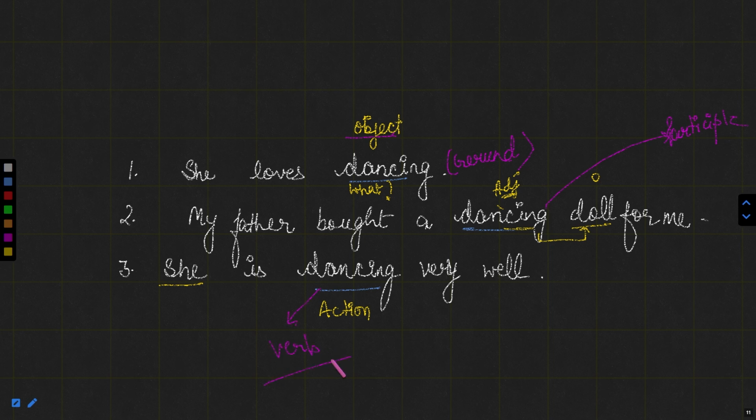So in all these three sentences, you can see that we have a common word, that is dancing, but that is different in each and every sentence. First, in the first one, it is an object or a gerund. In the second one, it is a participle, that is present participle. And in the third one, it is an action, that is a verb. So here we have the structure of verb plus ing, which is different in all the sentences. So this is how we can differentiate these verbs with ing. I hope you understood this point. Now let us move to the next one.